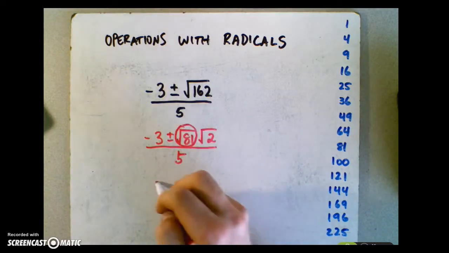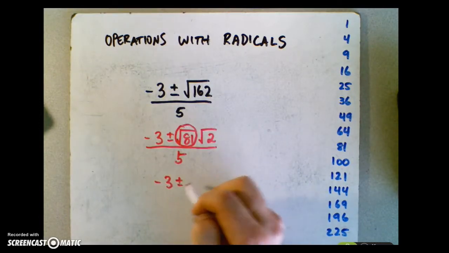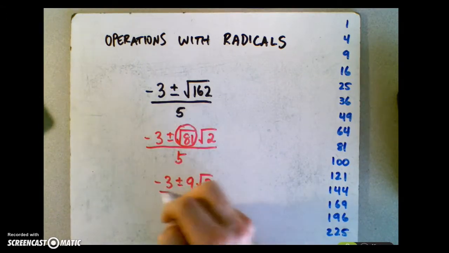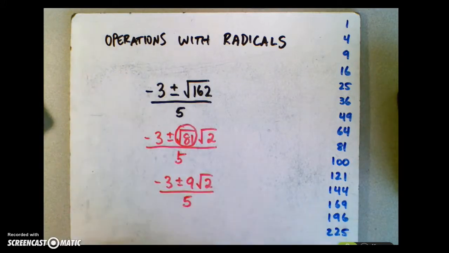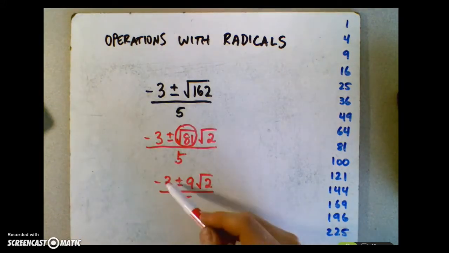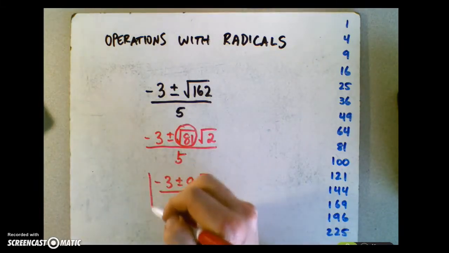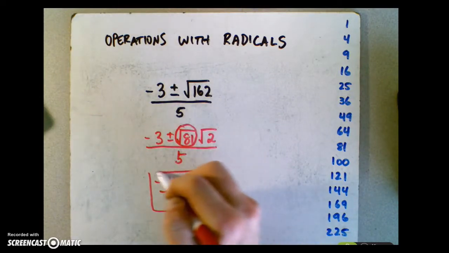Square root of 81 is 9, so now I've got negative 3 plus or minus 9 radical 2 all over 5. And now I'm going to take a look at this. Does negative 3 reduce with 5? No. Does 9 reduce with 5? No. And so I'm done. This is my answer.